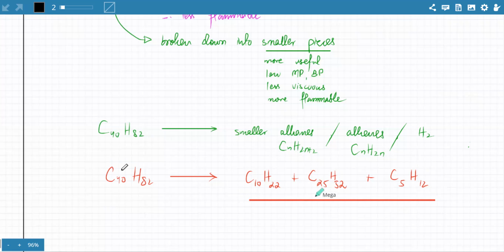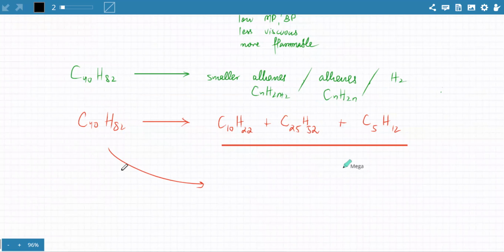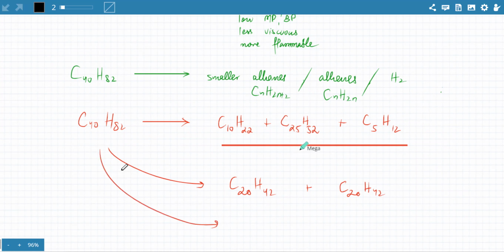It's a random process, so you could have broken it down into two pieces, both pieces having 20 carbon atoms each, and let's say both of them are alkanes as well. So this would be 42, and this would be 42 as well. Cracking is a completely random process. Or you could have broken it down into a 10 carbon atom molecule and a 30 carbon atom molecule. So this one is an alkane, so that's 12, and this one is an alkane, so that would be 62.